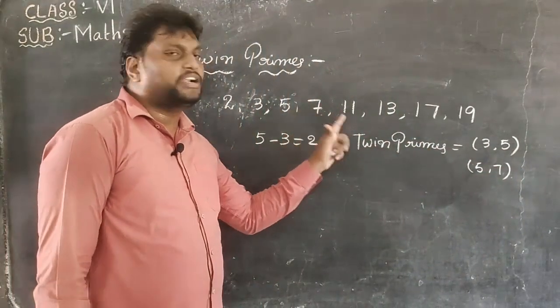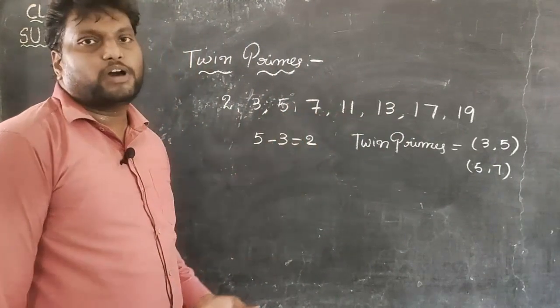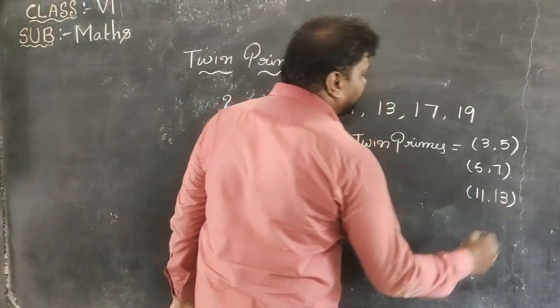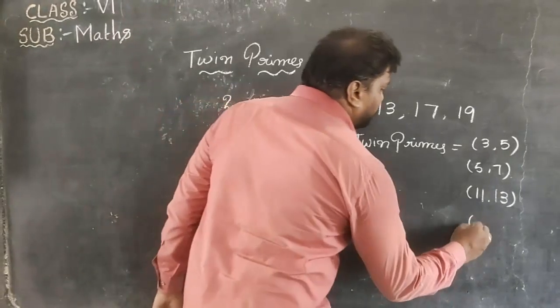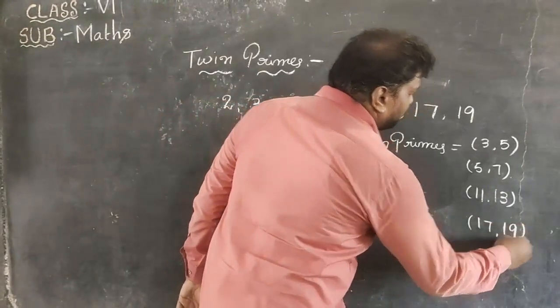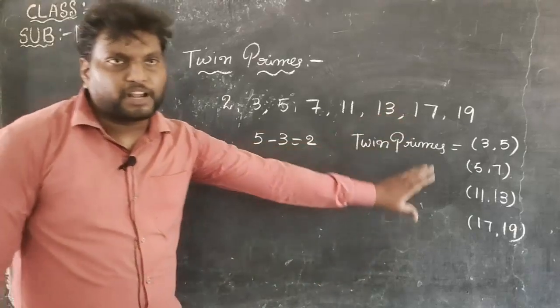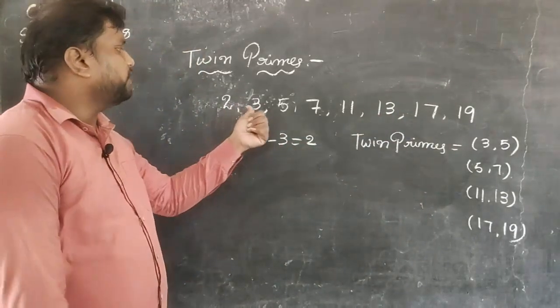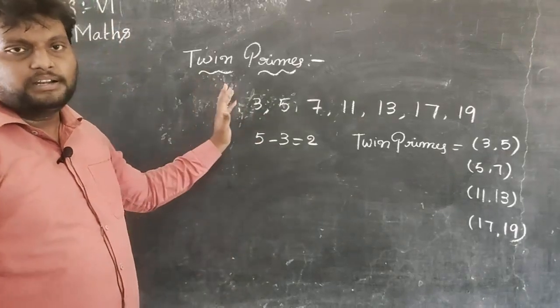7 and 11 have a difference of 4, that's why these two are not twin primes. Next, 11 and 13 are again twin primes. Why? Because the difference between 11 and 13 is 2. Next, 17 and 19. These are the sets of twin primes. The difference between 2 and 3 is 1, that's why 2 and 3 are not twin primes.